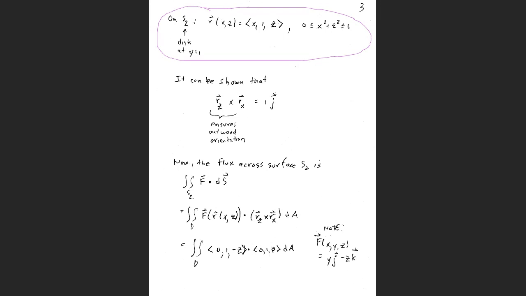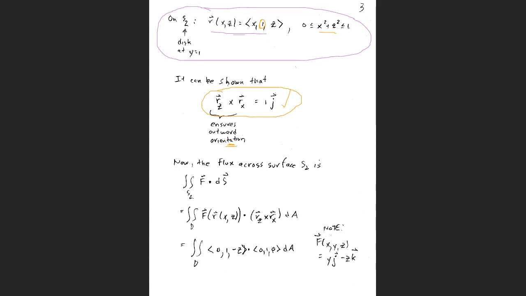Yeah, the vector equation would be given, they call this the vector equation here. Well, the disk is at y equals 1. So y equals 1 is constant, and then x and z are free. And it can be shown that this time you're going to do the cross product of rz cross rx, because that gives you 1j. That ensures the outward orientation. That cross product has to ensure outward orientation.